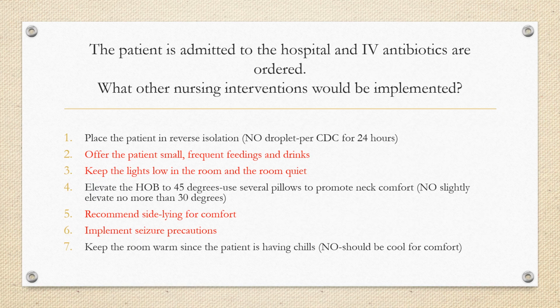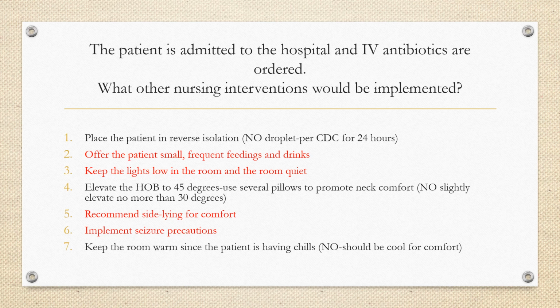So the patient is admitted to the hospital and IV antibiotics are ordered. What other nursing interventions would be implemented? So let's go through this list and we'll select all that apply. Place the patient in reverse isolation. No, we're going to place the patient in droplet precautions per the CDC for 24 hours. We don't need reverse isolation because that would be protecting the patient from us. We need to protect ourselves from the patient and his diagnosis.